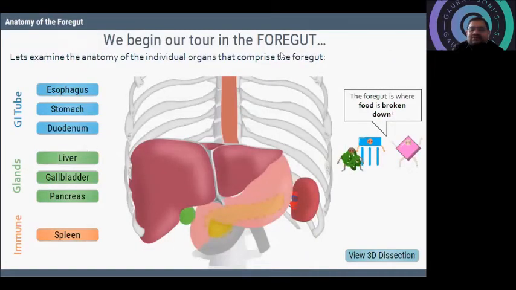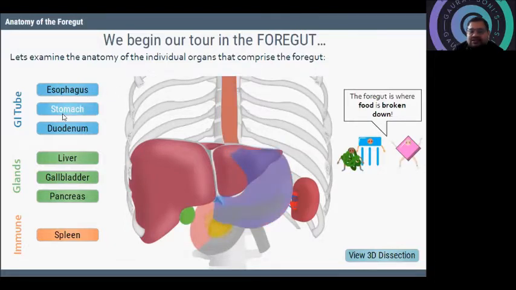Now let's see about the foregut. In the foregut we are going to get some portions known as the GI tube or gastrointestinal tube. Then there will be certain glands and one specifically for immunity. This is the esophagus. The purple colored structure is the esophagus, a connecting tube.